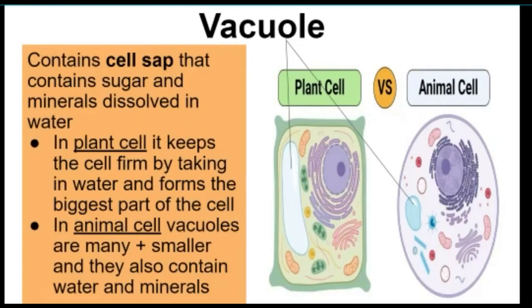Vacuole. Vacuole contains cell sap that contains sugar and minerals dissolved in water. In plant cell, it keeps a cell firm by taking in water and forms the biggest part of the cell. You can see in the picture that the biggest white portion is the vacuole. While in an animal cell, there are many small vacuoles, and they also contain water and minerals, and they form and disappear and then form again. They are not permanent like in the plant cell.